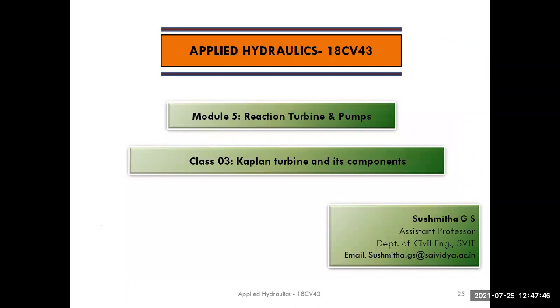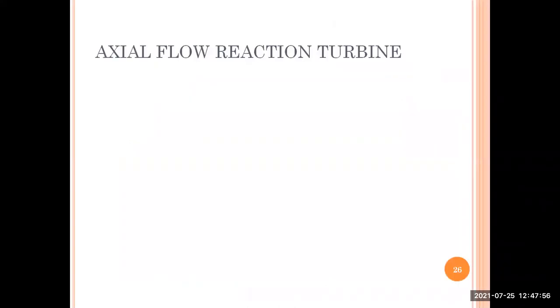So today we are discussing one more type of reaction turbine, that is the Kaplan turbine, and its components. Based on the direction of flow, we have different types of turbines like radial flow, axial flow, and mixed flow turbines. The previous turbine we discussed, the Francis turbine, is a radial flow turbine. This Kaplan turbine is an axial flow turbine.